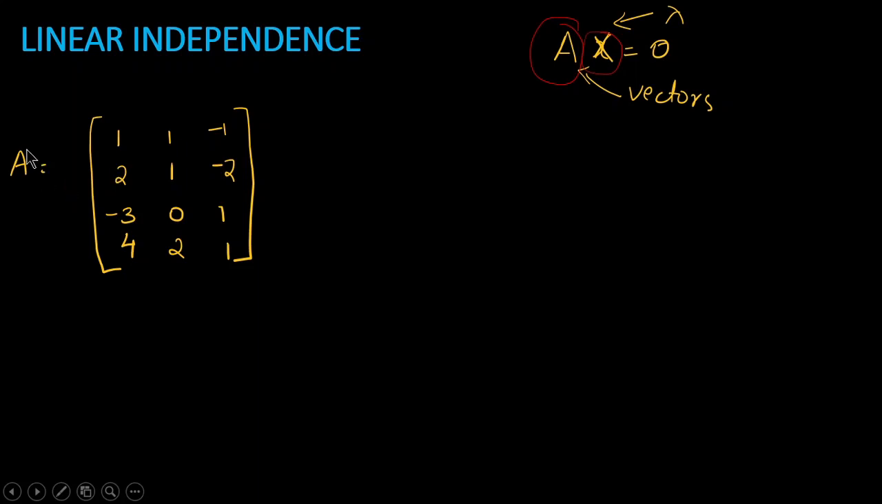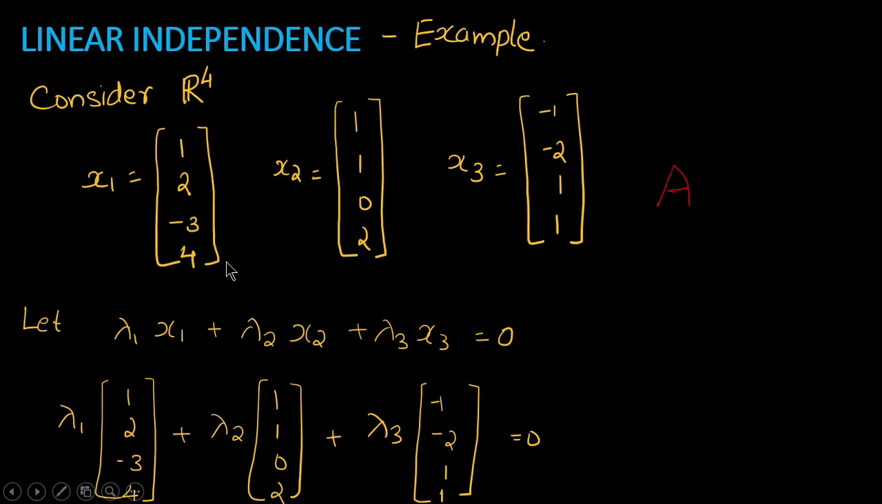The coefficient vector A, like this. How do we get this? We have to go back to this. You take each vector x1, x2 and x3, and in the matrix A, the x1 represents the first column, x2 represents the second column, and x3 represents the third column.